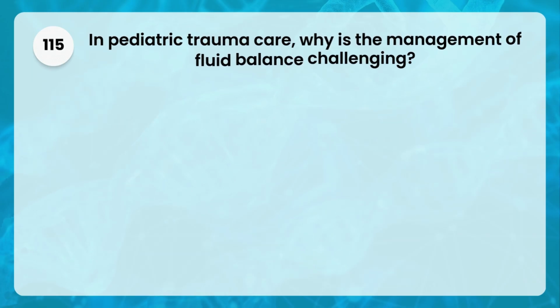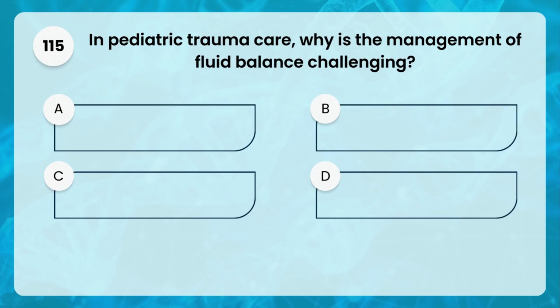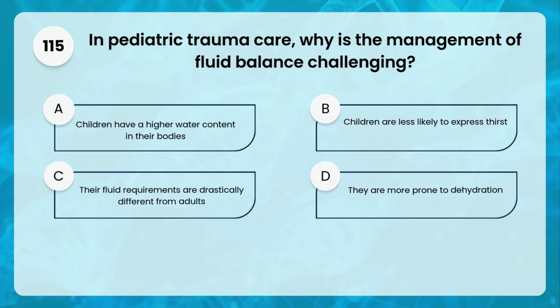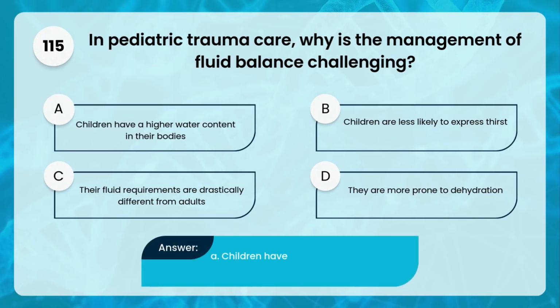115. In pediatric trauma care, why is the management of fluid balance challenging? A. Children have a higher water content in their bodies. B. Children are less likely to express thirst. C. Their fluid requirements are drastically different from adults. D. They are more prone to dehydration. The answer is A. Children have a higher water content in their bodies.